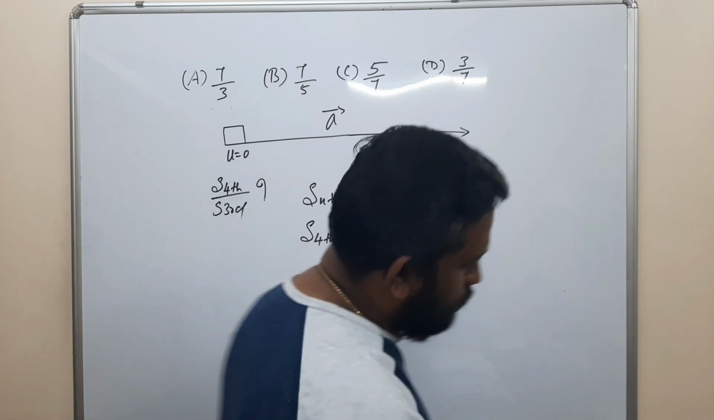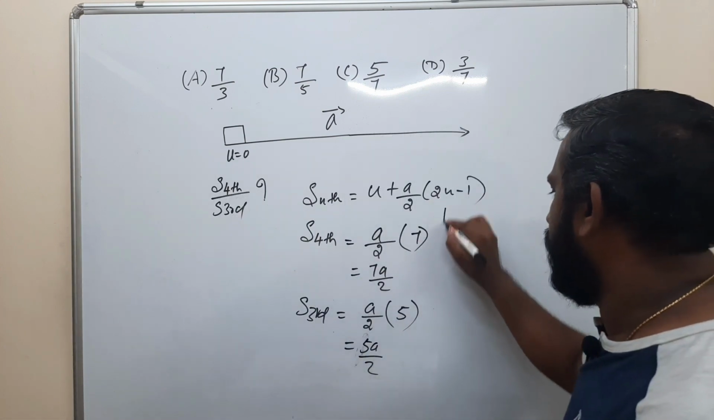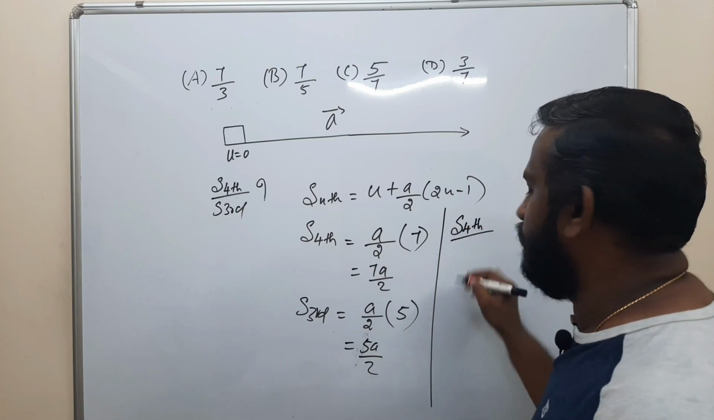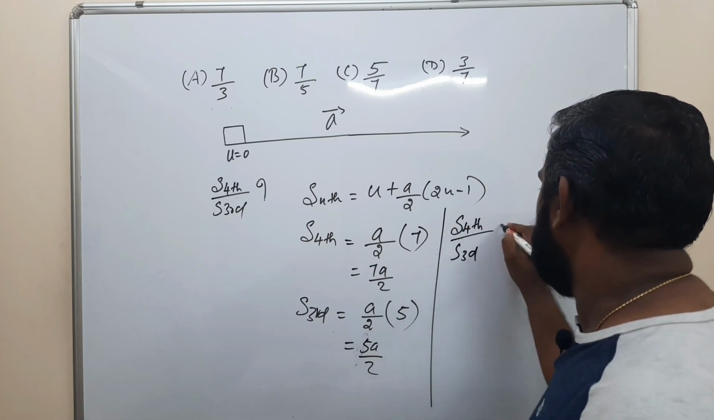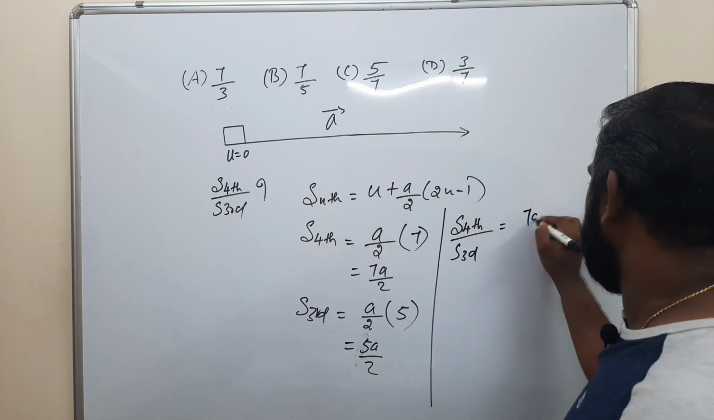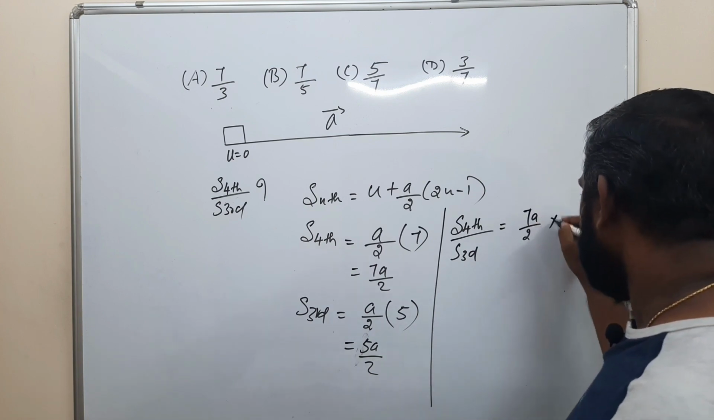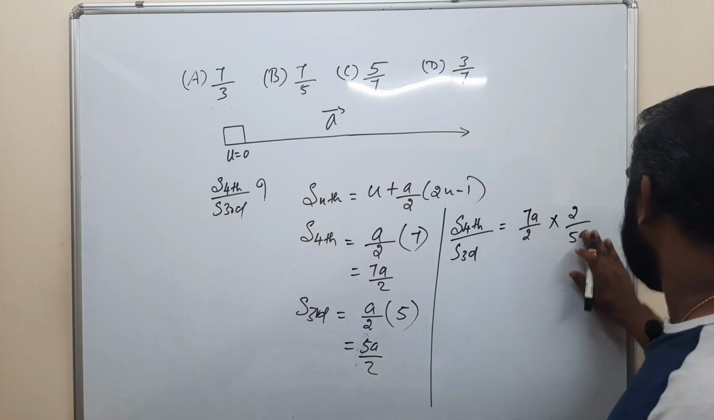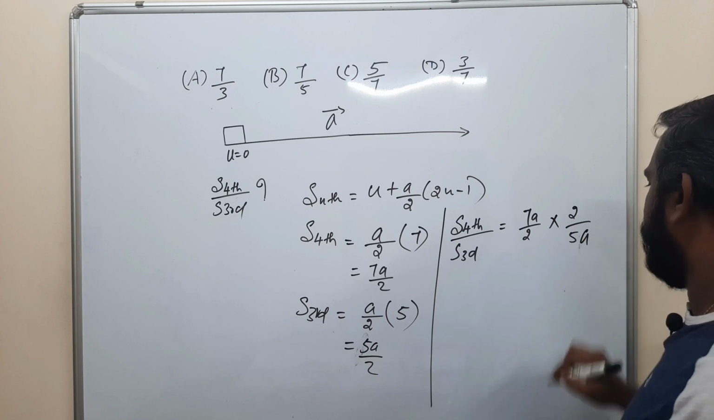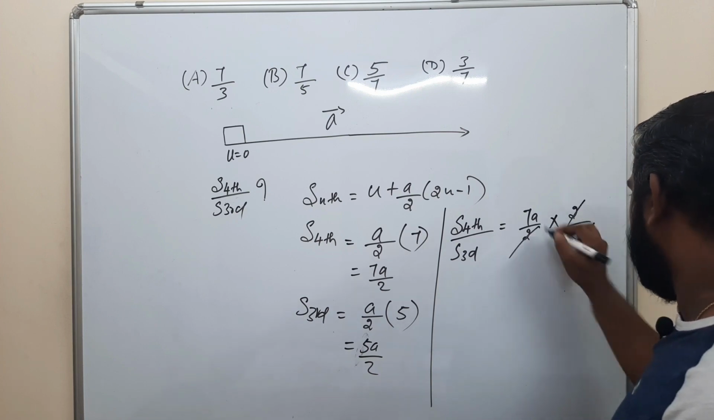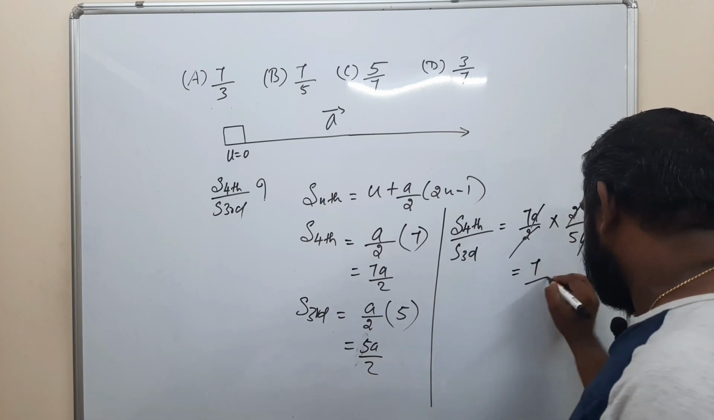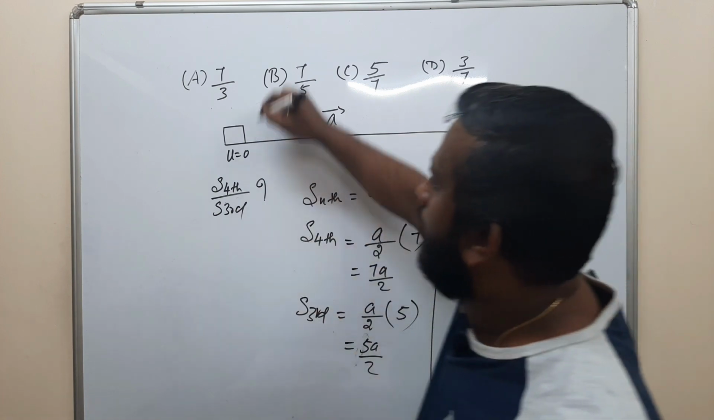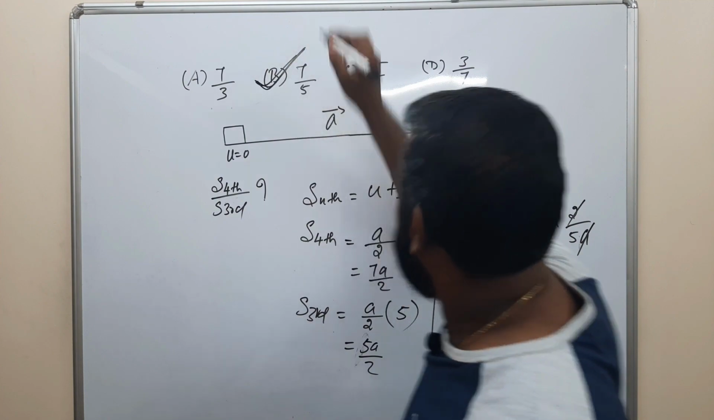So we have to find the ratio of S 4th divided by S 3rd, which is 7a by 2 into 2 by 5a. The 2 gets cancelled, the a gets cancelled, that's equal to 7 by 5, which is the answer. Option B is the answer.